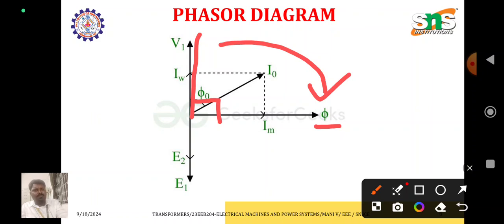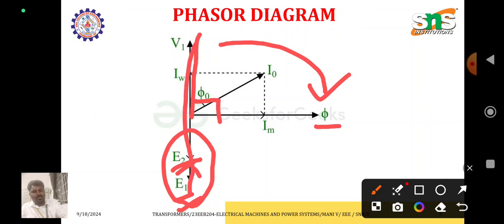The produced flux is circulated through the transformer core and induces a voltage in the primary, which is the induced voltage in the primary, and that same flux also induces a voltage in the secondary. Here both induced voltages E1 and E2 are in phase and equal under no load conditions. It is just opposite to the supply voltage.